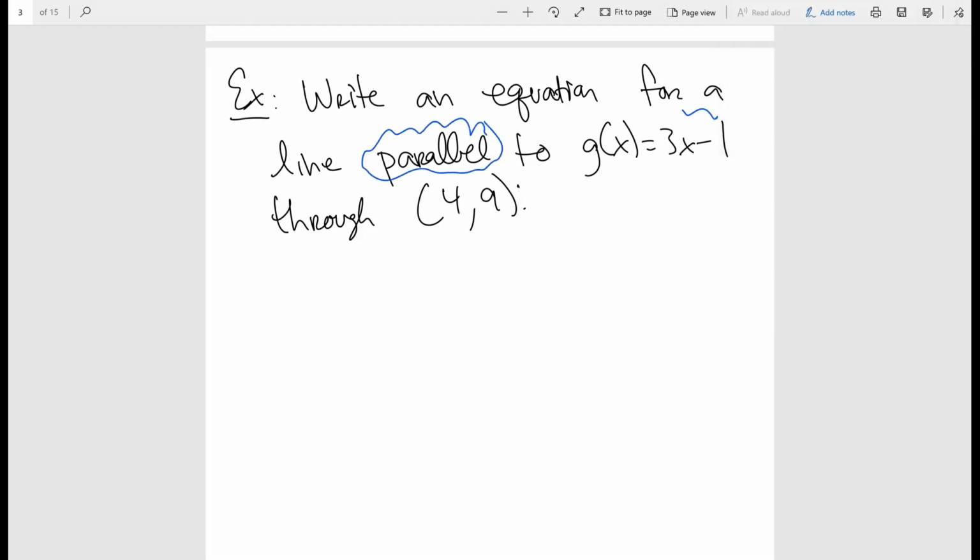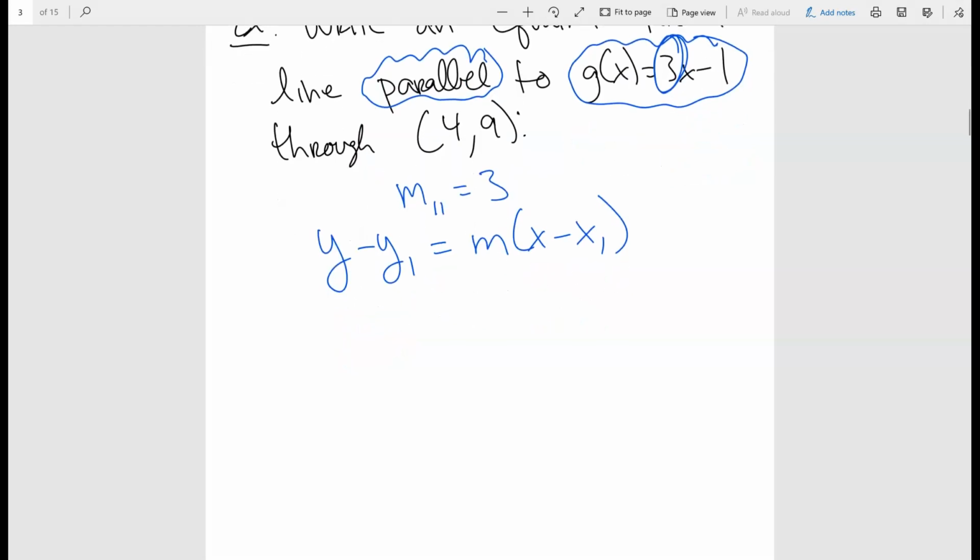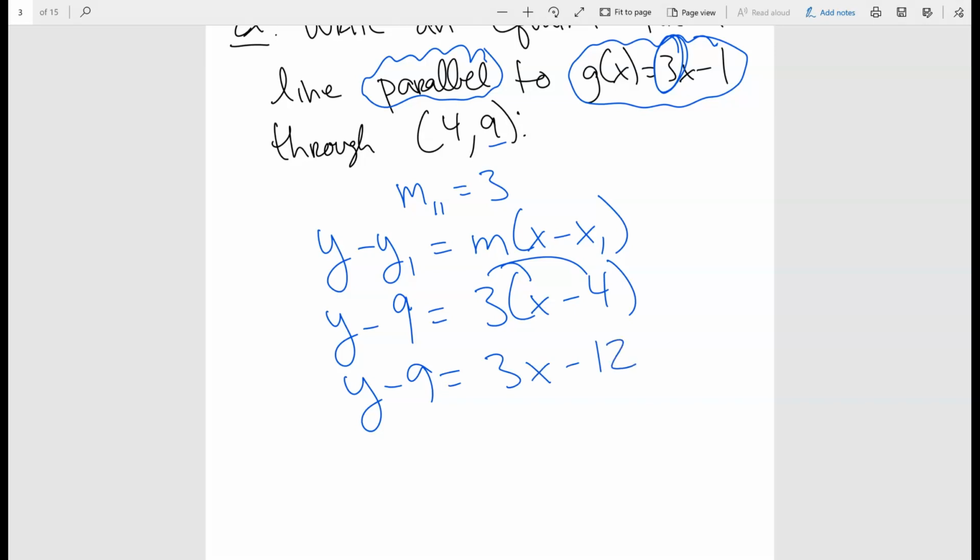And you see that the slope is 3. So that means that the slope for the parallel line is also going to be 3. So we just write it again: y minus y1 equals m times x minus x1. Now we just have to plug them in. So y1 in this case will be 9, m is 3, and x minus x1, which is 4. So let me distribute this: y minus 9 equals 3x minus 12.